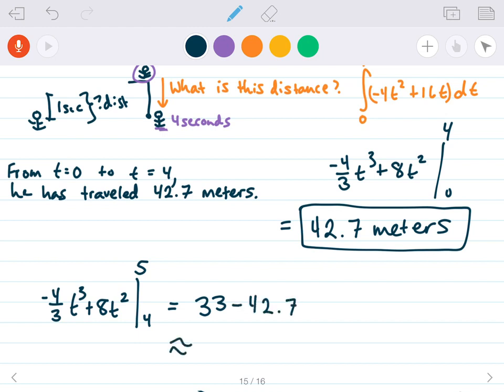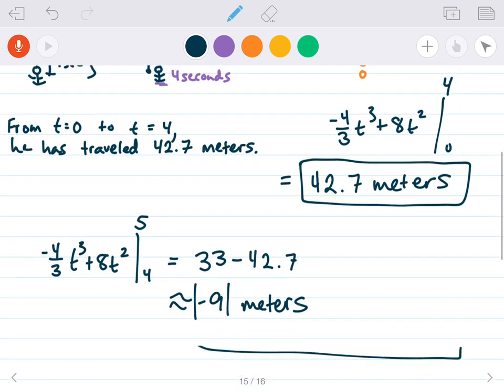So we're getting approximately 9 meters. And by the way, it's going to come out negative, right? But we want to take the absolute value of that when we're talking about total distance changed, or total distance accumulated, rather.